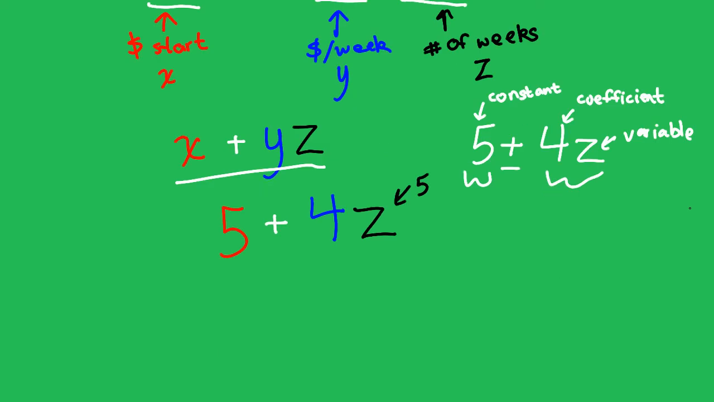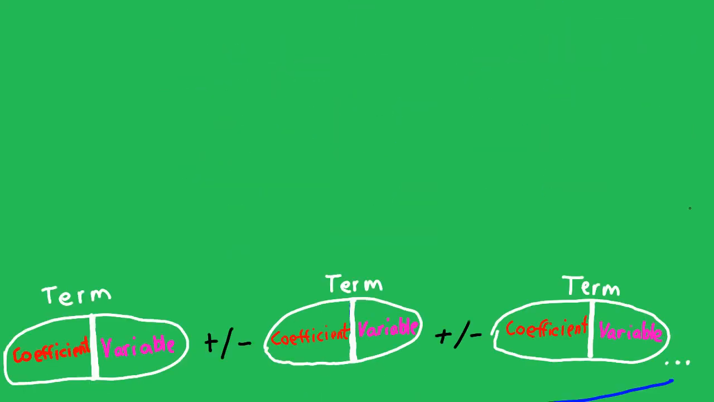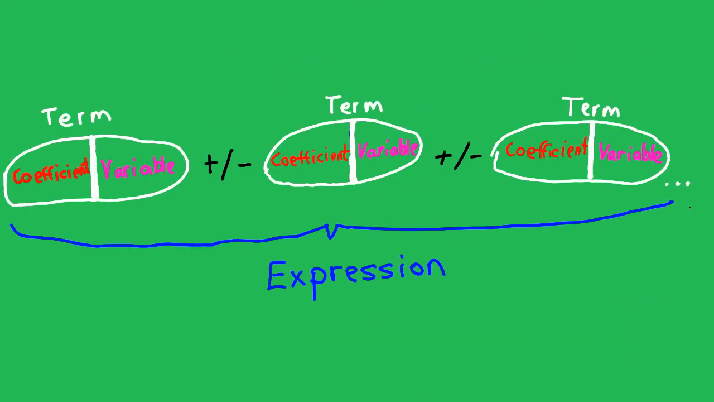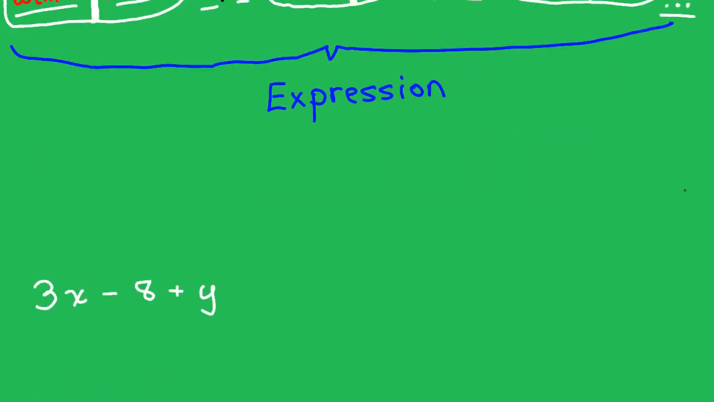Now I've drawn a picture down here, a little diagram that'll hopefully make it a little more clear for you guys. You see that we have an expression that's made up of terms which must contain a coefficient, and they also may contain a variable as well. The terms in an expression are separated by a plus or minus sign, and there can be any number of terms in an expression. So let's go over some examples to make sure we know what we're talking about here.